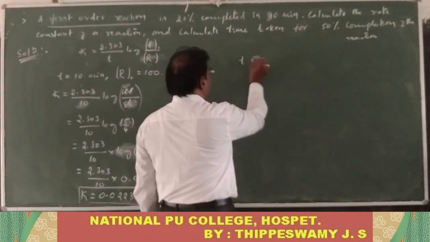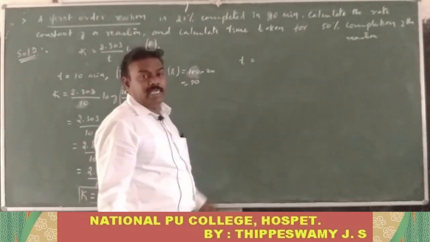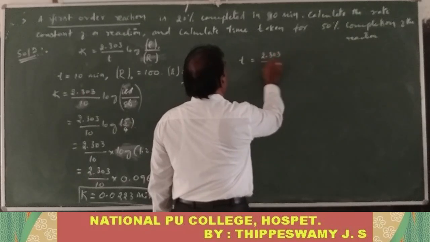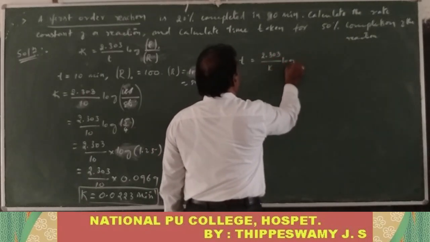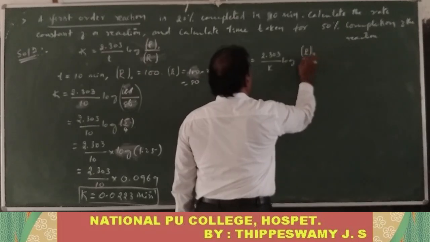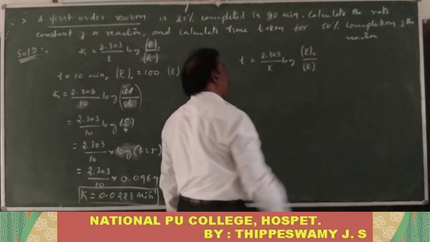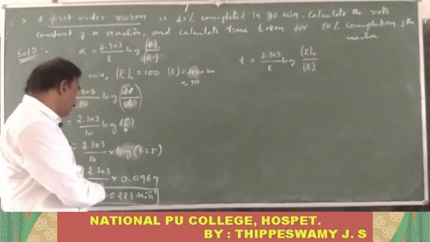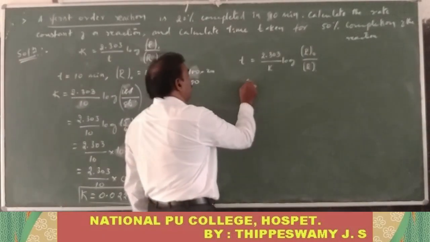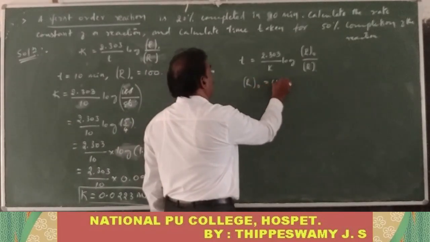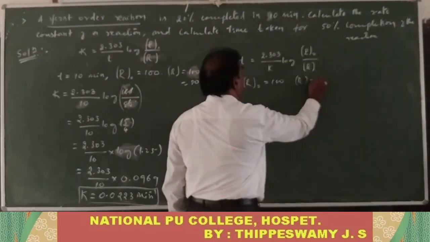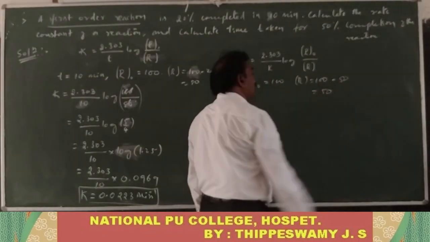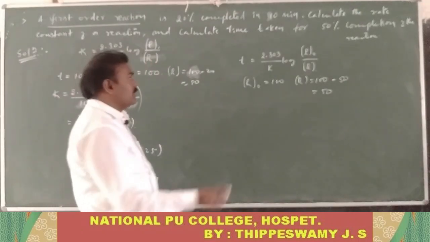Okay. Now we write the formula again. Instead of K, we now write t is equal to 2.303 divided by K into log of R naught, or you can write small a also, R naught divided by R. The K value will be given, that is calculated here: 0.0223 per minute. Then what is the value of R naught? R naught is equal to 100 only. Then what is the value of R? R is equal to 100 minus 50 we have to take. So this is equal to 50 only. Now you substitute the values here.